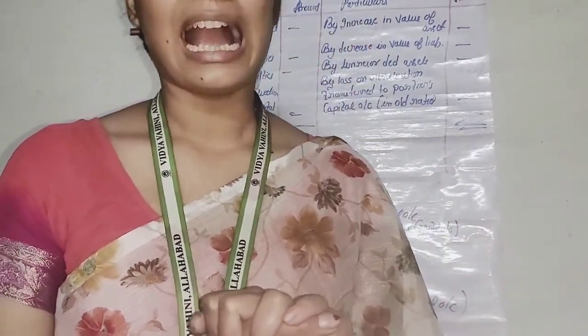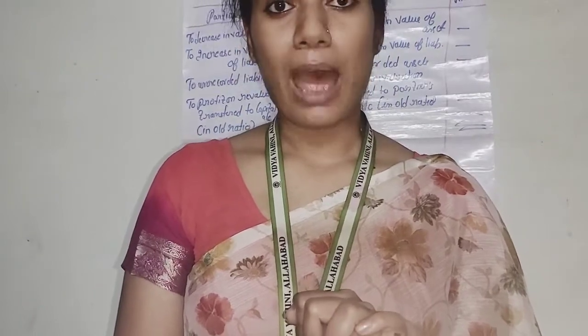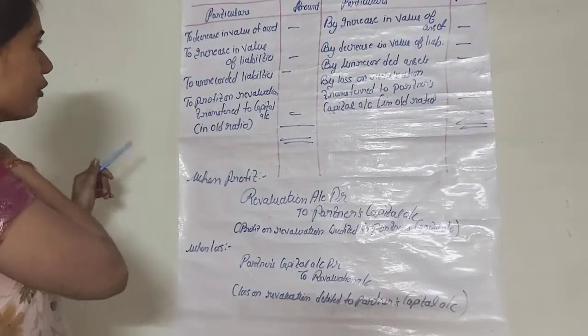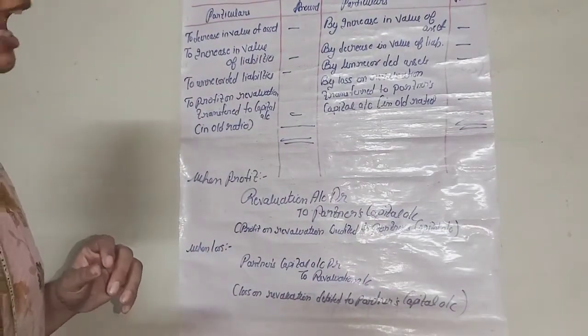So, when we are going to record these assets and liability, we will prepare the revaluation account, sometimes known as profit and loss adjustment account. And this is a nominal account. So the rule for nominal account applies here. That is, debit all expenses and losses and credit all income and gains. So now let's see the format for the revaluation account.